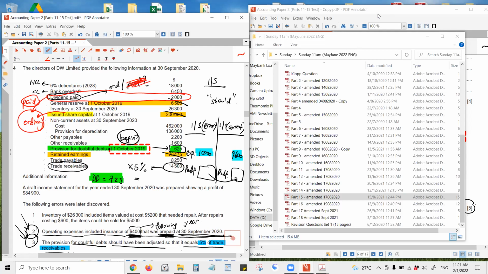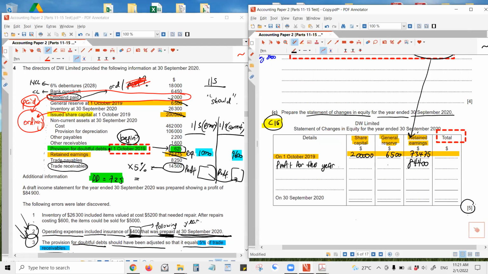That's why you have to show this in the SOCIE table. Dividends paid to the ordinary shareholder, show it in the SOCIE table. Dividends paid to the preference shareholder, show it in the income statement. Okay, if you see the notes, you can see that. So let's write down dividend paid. Okay, put bracket around it because you have to minus from the retained earnings.